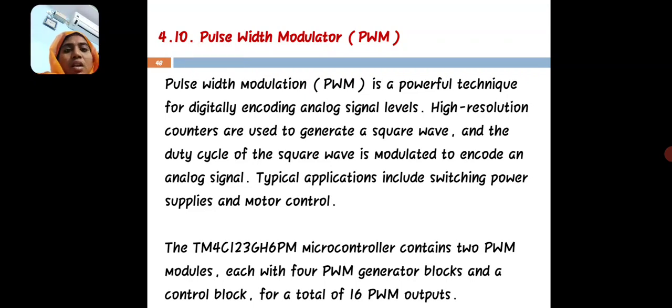The TM4C123GH6PM microcontroller contains two PWM modules, each with 4 PWM generator blocks and a control block, for a total of 16 PWM outputs.